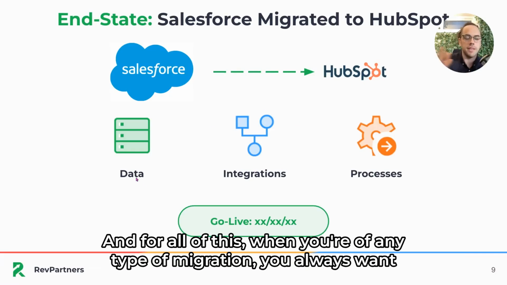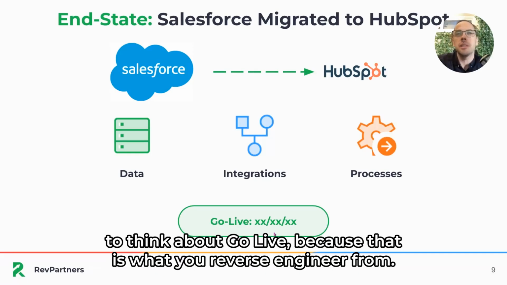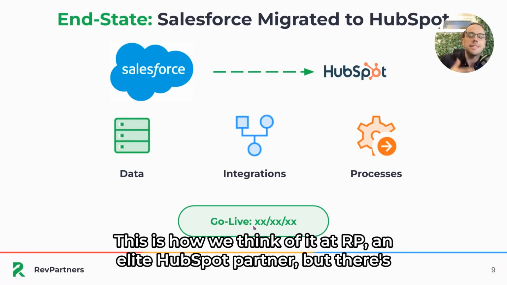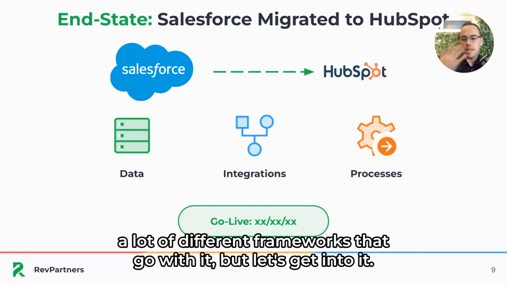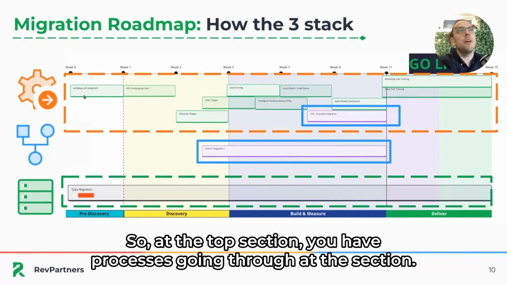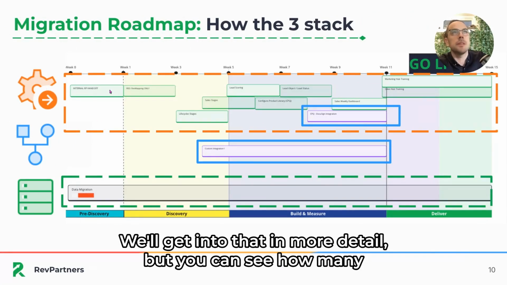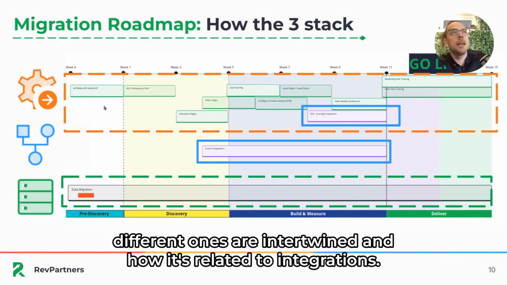And for all of this, when you're thinking of any type of migration, you always want to think about go live, because that is what you reverse engineer from. This is how we think of it at RP, an elite HubSpot partner. But there's a lot of different frameworks that go with it, but let's get into it. So at the top section, you have processes going through, and we'll get into that in more detail, but you can see how many different ones are intertwined and how it's related to integrations.